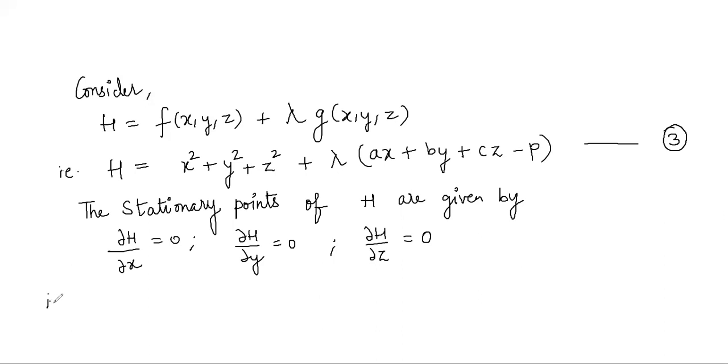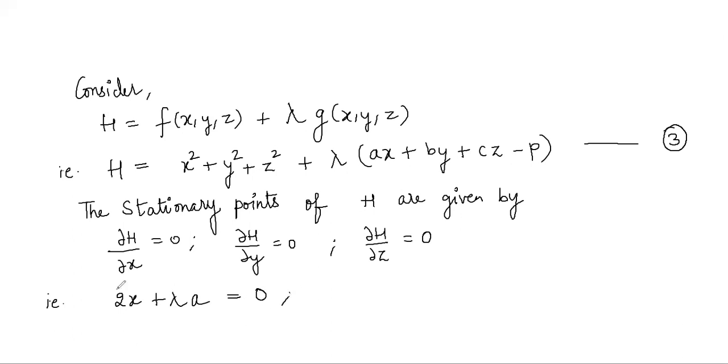That is del h by del x. We have h in equation 3. So if we evaluate del h by del x, we will get 2x. From y square and z square, we will be getting 0 when we differentiate partially with respect to x. And from this we will be getting lambda times a, and all other terms will give us 0. So this will be equal to 0.